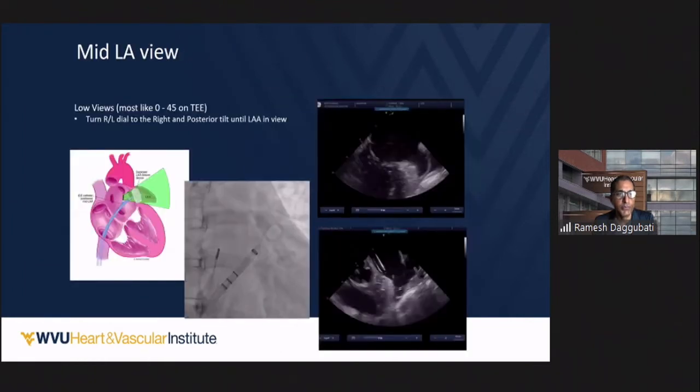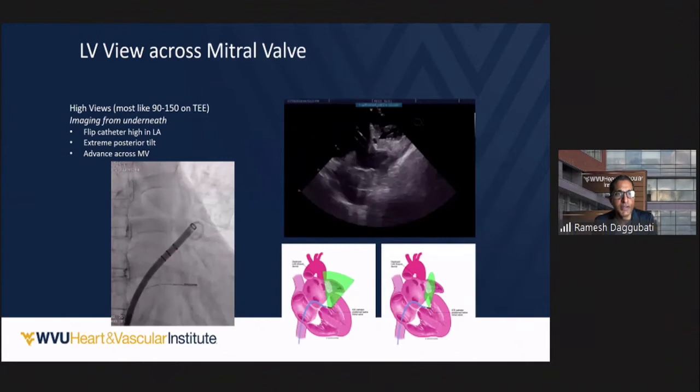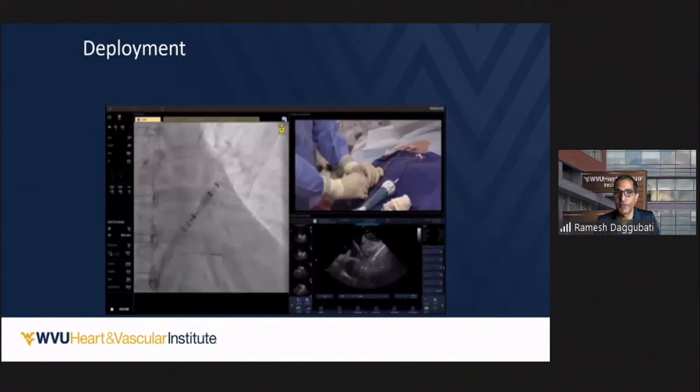So the 2 views are a mid left atrium view at about 0 to 45 degrees, and from the LV across the mitral valve, where the ICE catheter is bent a lot, as you can see, looking up from below, and it's more like 90 to 150 degrees on the TEE. You flip the catheter high in the left atrium, and you have to give an extreme posterior tilt. It's scary sometimes for me as well. Then advance across the mitral valve, and you can see that.